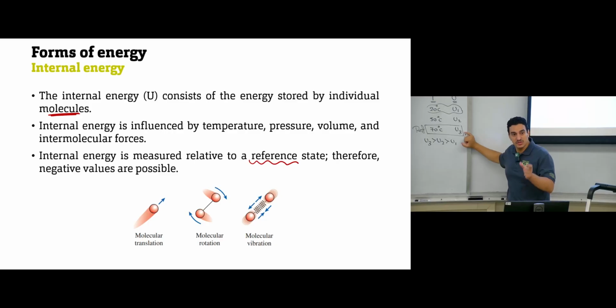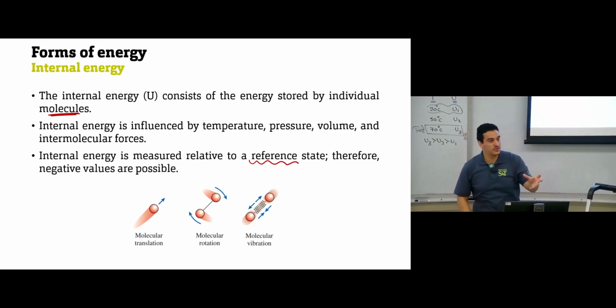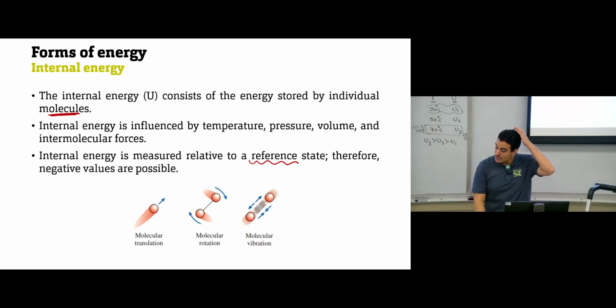So the negative means the internal energy at this condition is less than your reference. Okay? So this is what the sign means. A positive sign means the internal energy is more than whatever reference you select. Negative internal energy means this value of the internal energy is just less than the internal energy at your reference state. So sometimes you will see that the internal energy can be negative.